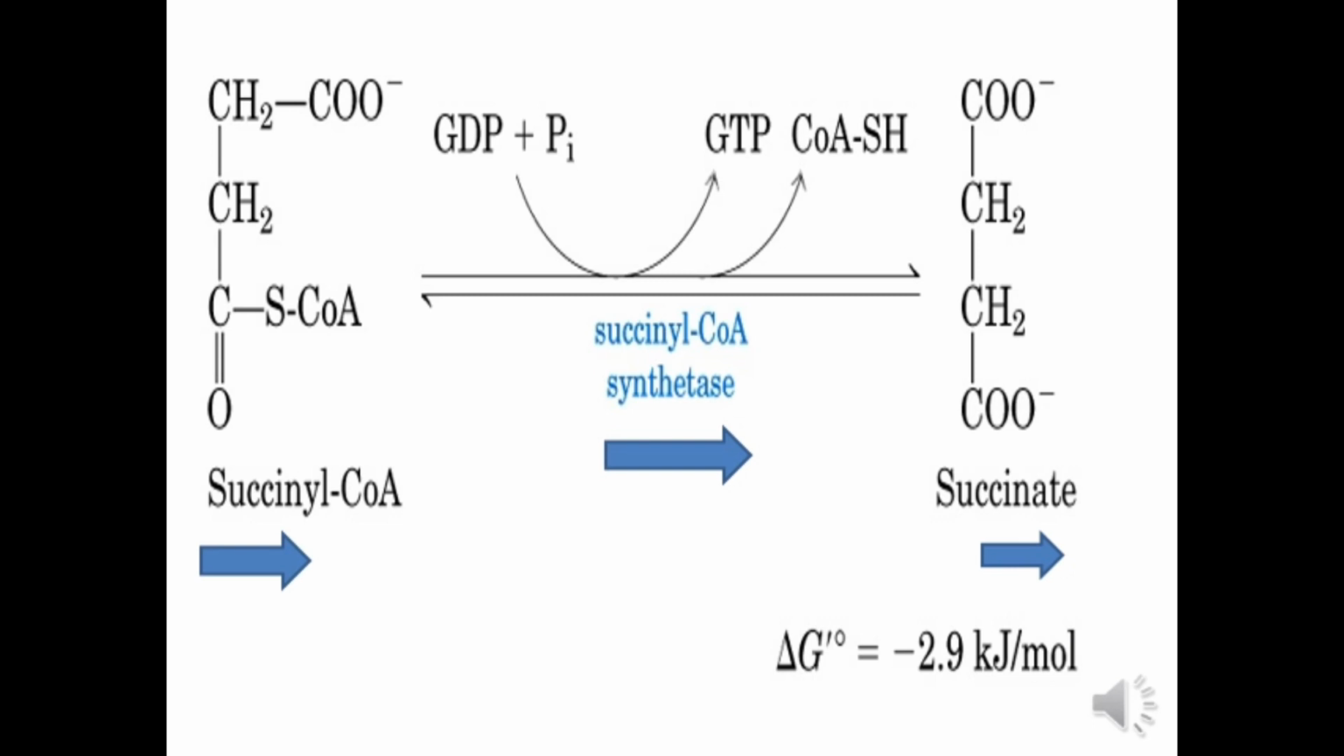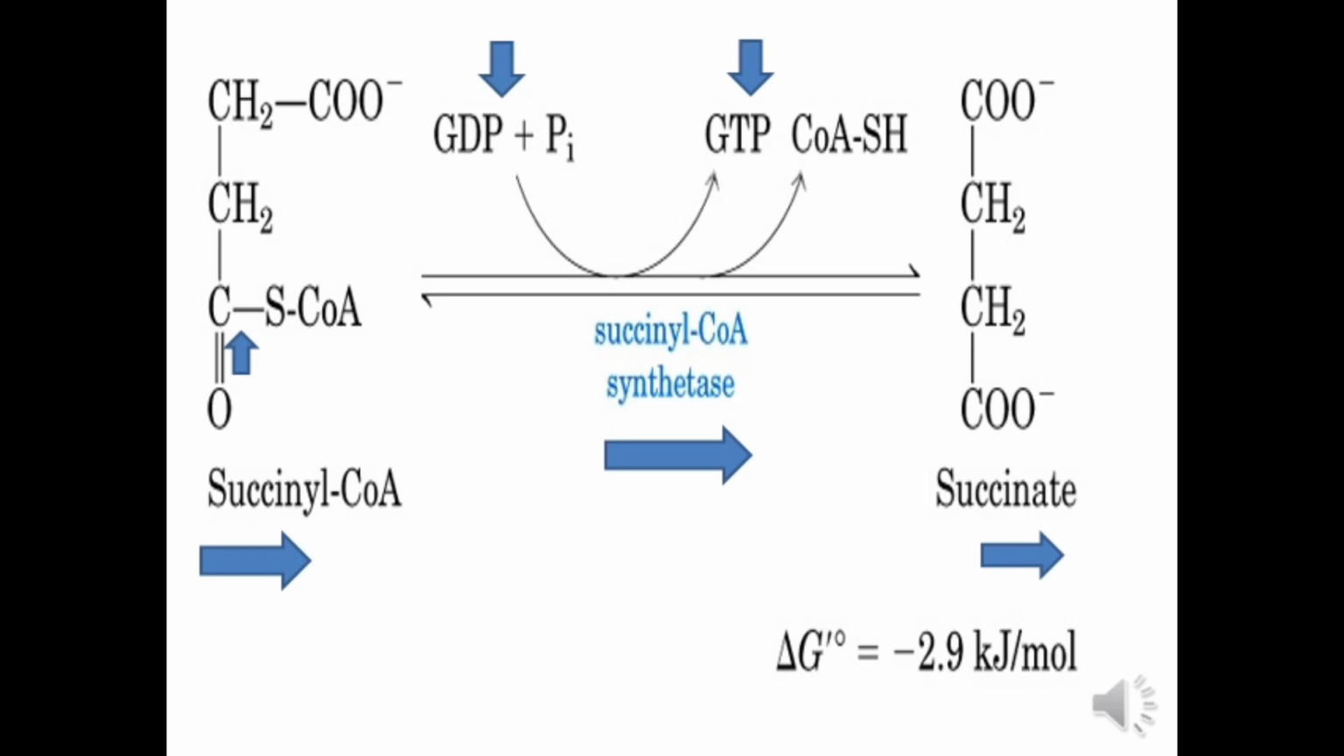Succinyl-CoA has a thioester bond with very negative free energy of hydrolysis. The bond is found between carbon 3 and the sulfur of CoA. This energy of the succinyl-CoA thioester bond is used to generate GTP from GDP and inorganic phosphate. This is the only example in the citric acid cycle of substrate level phosphorylation.